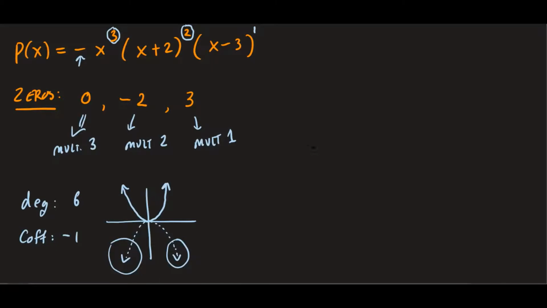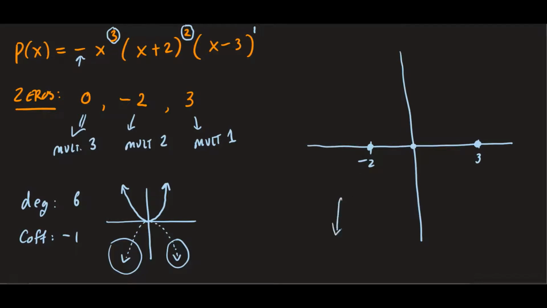So now let's take a look at the graph on the xy plane. We have the zeros: negative 2, then 0 itself, and then 3. And then the end behaviors: we know to the left of negative 2, it's going to go this way. To the right of 3, it's going to go this way. It's going to go down in both directions.